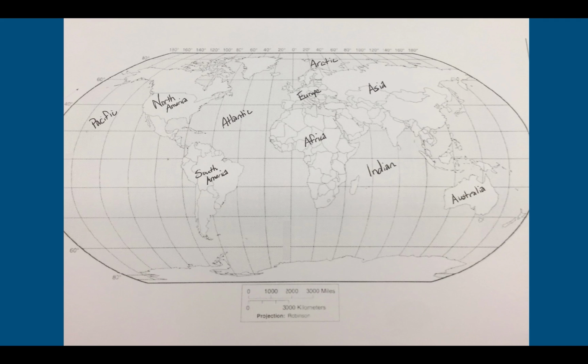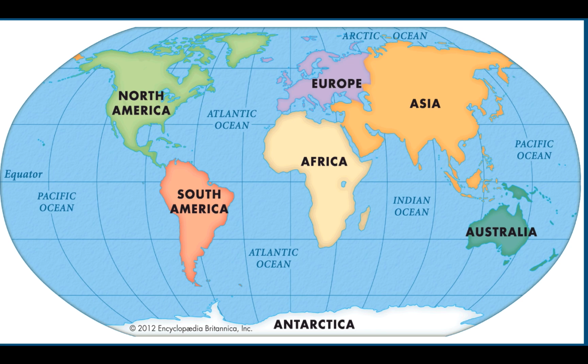But I do want to note something. And this is my fault and I do apologize. I forgot to label Antarctica. So if you're looking at this map, the map that's in front of you, and you don't see Antarctica, let me go back. And of course, Antarctica is at the very, very bottom. Once again, very cold there because it is the furthest away from what? Of course, the equator.